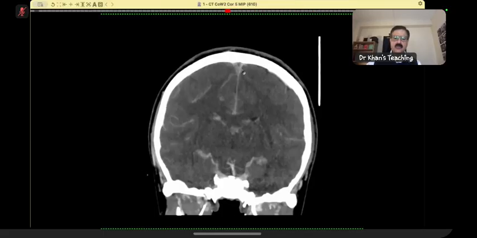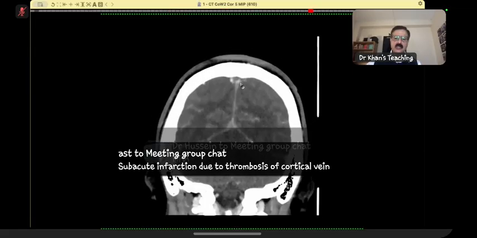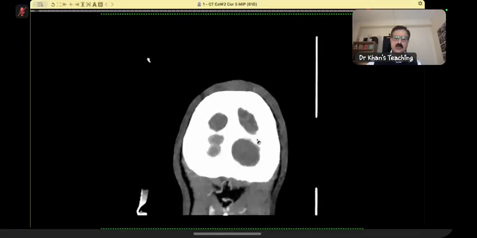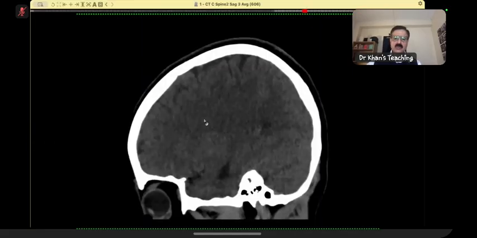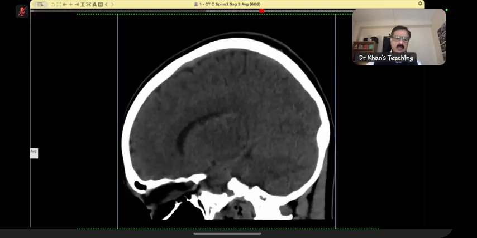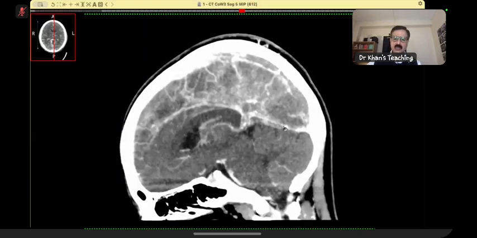Now you can see this filling defect here. You can see this filling defect, superior sagittal sinus, it's all gone. And as I go posteriorly, you can see this filling defect. You can see this in the transverse sinus. And by the way, a sagittal is always a very good sequence. On sagittal, sorry, I'm showing you without contrast. I want to show you with contrast.